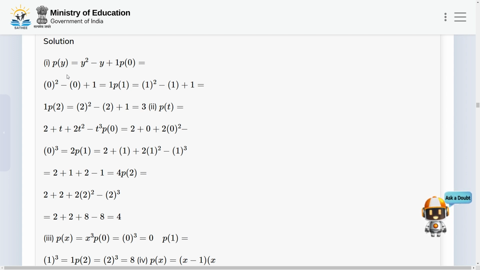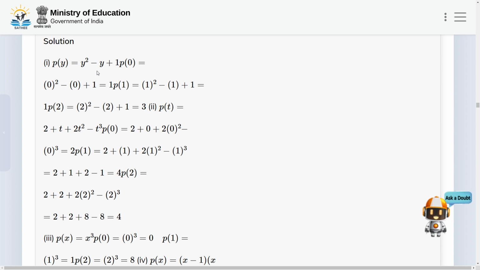And now let us find the value of p of 2. So p of 2, this is equal to 2 square minus 2 plus 1, and if we simplify it, then we will get this is equal to 3. Okay, so the value of p of 0 for the polynomial y square minus y plus 1, this is equal to 1.